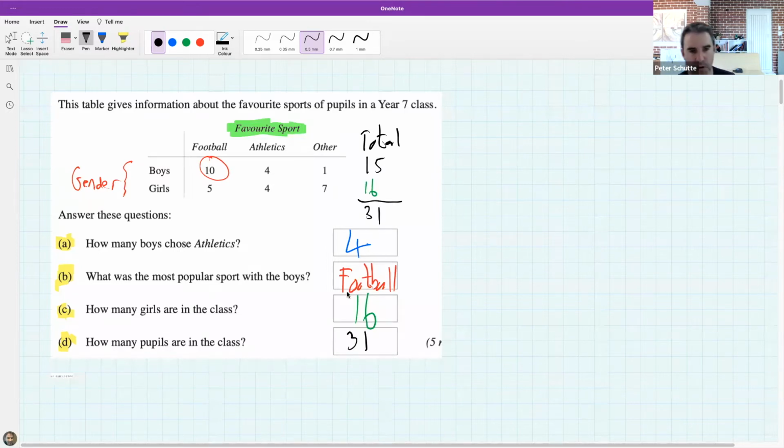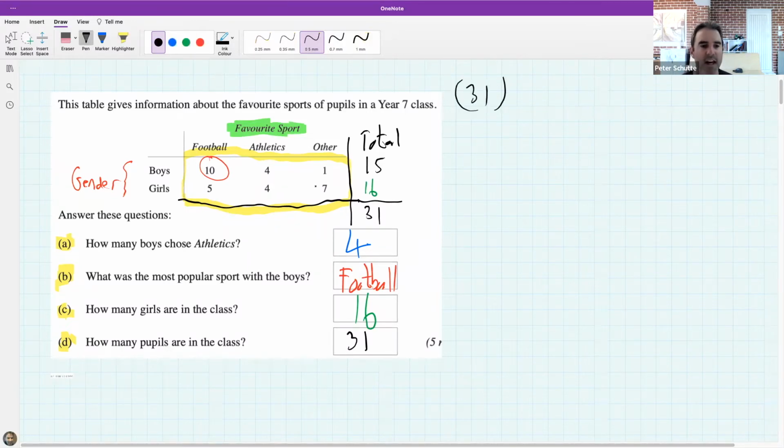Perfect. Absolutely perfect. Now, what I want to suggest is whenever you have a two-way table, you actually want totals in all the rows and the columns, because let me draw a little line. The sample space for this question is here, right? So those are all the different types of people that exist in the sample space. There's 31 people in this grade 7 class.